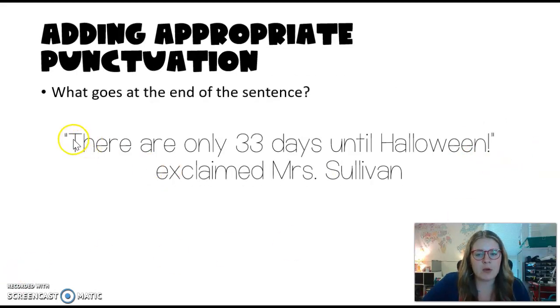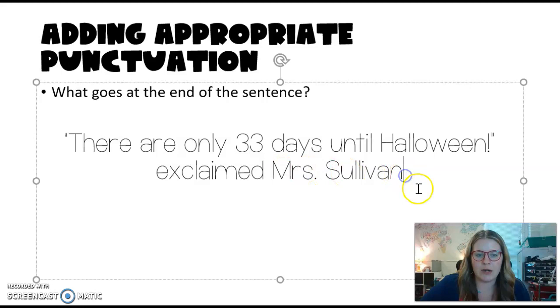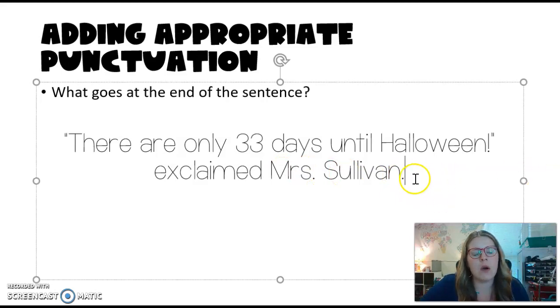So I changed my quotation marks to match the font. So they're right there and right there. "There are only 33 days until Halloween," exclaimed Miss Sullivan. But something is missing from the end of the sentence. Right now, the sentence is just kind of hanging out in limbo. And the reader, whenever they read a sentence like this without proper punctuation, they don't know if there's going to be a continuation of the character speaking or of the speech tag, and it's a little bit confusing. So at the end of a sentence, or the end of the speech tag in this case, we're going to add a period. So always make sure you punctuate your dialogue correctly.